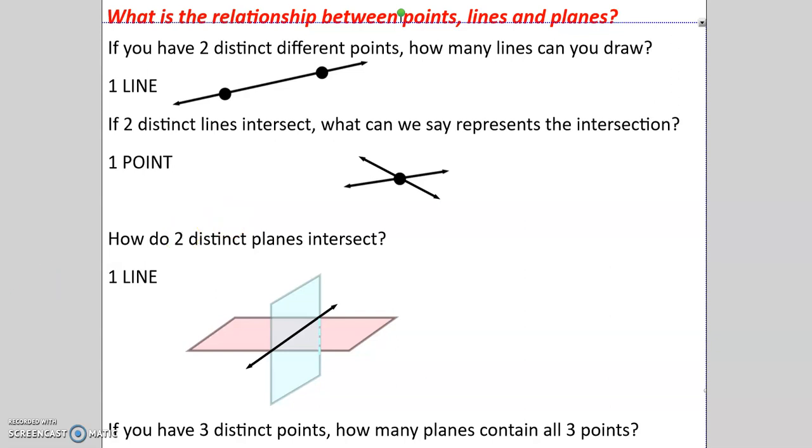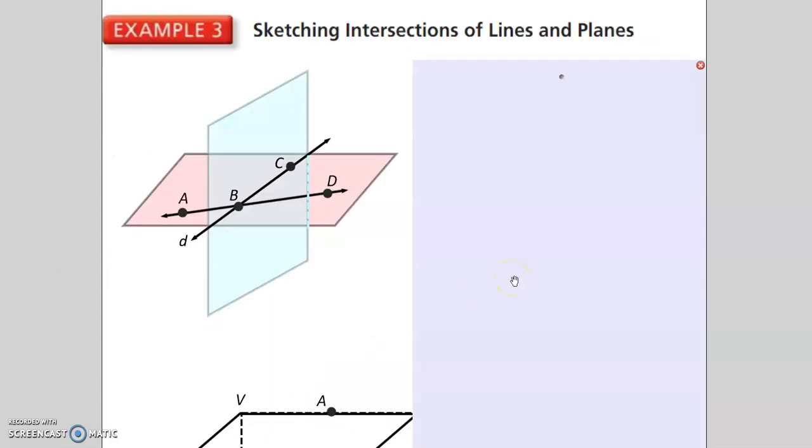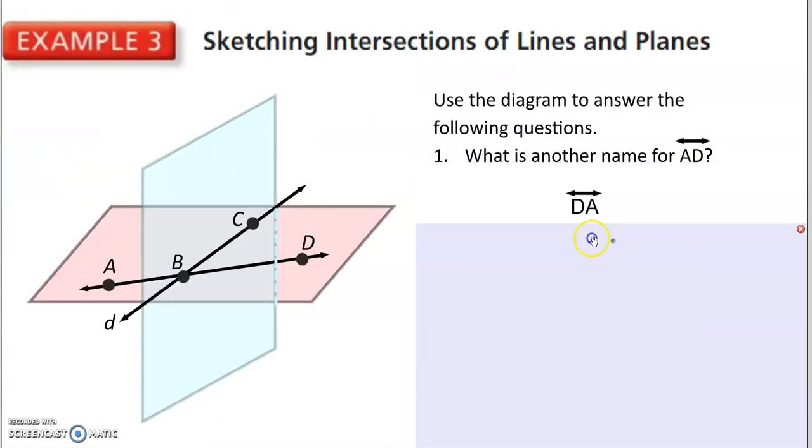But let's take a look at this example. These are 2 examples to talk about intersections of lines and planes. We're going to look at this figure here and answer these questions. My first question is, what is another name for line AD? I know it's a line because of that bar with 2 arrows. Line AD, this taps back into the last video.